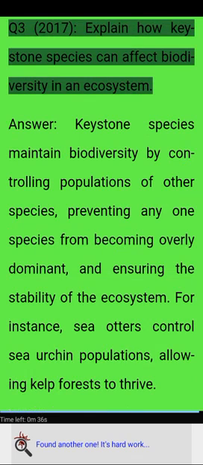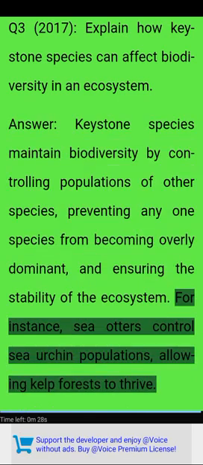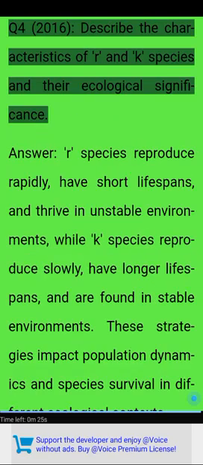Q3 2017. Explain how keystone species can affect biodiversity in an ecosystem. Answer. Keystone species maintain biodiversity by controlling populations of other species, preventing any one species from becoming overly dominant, and ensuring the stability of the ecosystem. For instance, sea otters control sea urchin populations, allowing kelp forests to thrive.